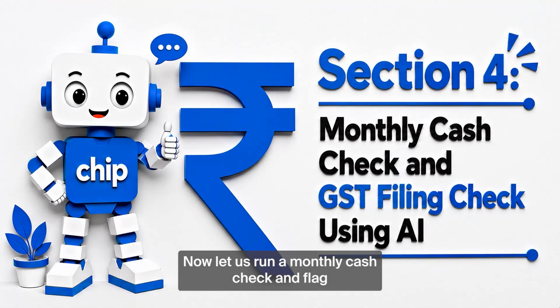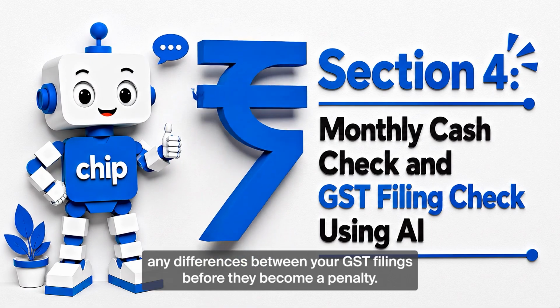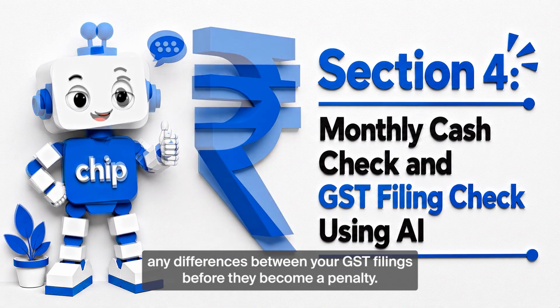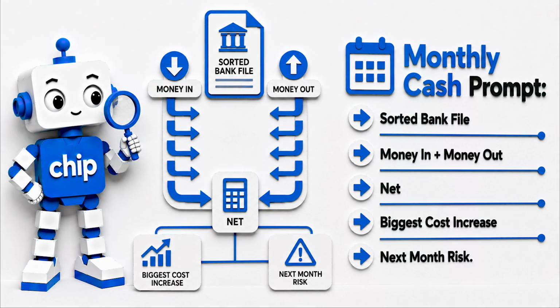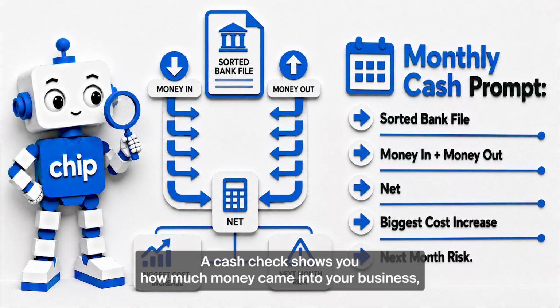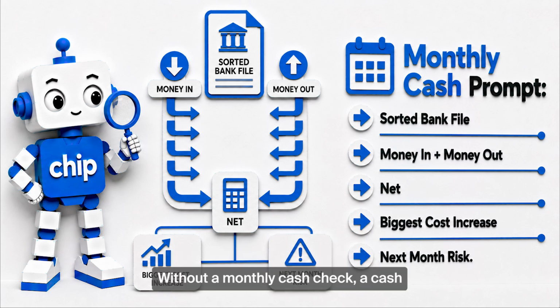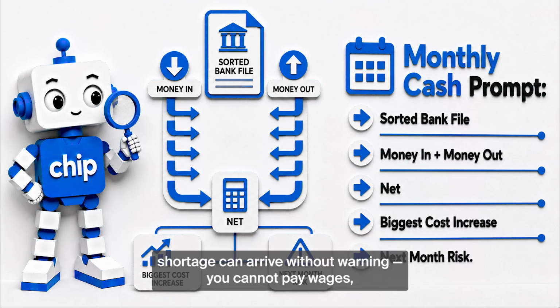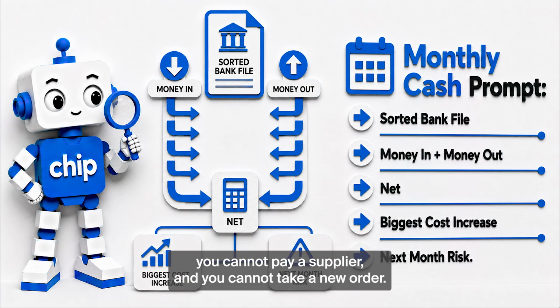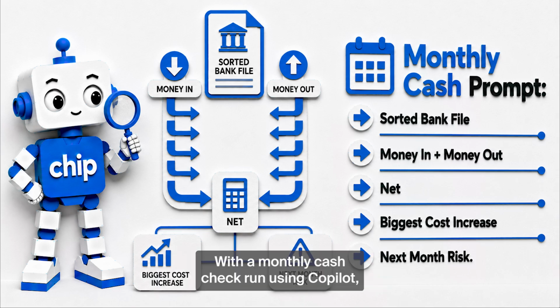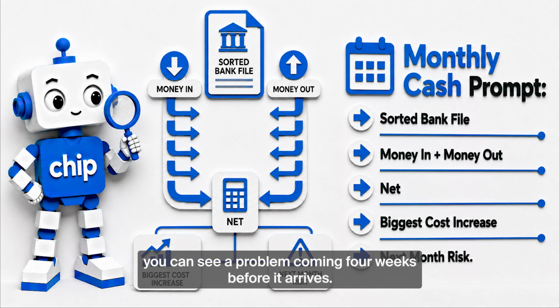Now let us run a monthly cash check and flag any differences between your GST filings before they become a penalty. A cash check shows you how much money came into your business, how much went out, and whether the next month looks safe or risky. Without a monthly cash check, a cash shortage can arrive without warning. You cannot pay wages, you cannot pay a supplier, and you cannot take a new order. With a monthly cash check run using Copilot, you can see a problem coming 4 weeks before it arrives.